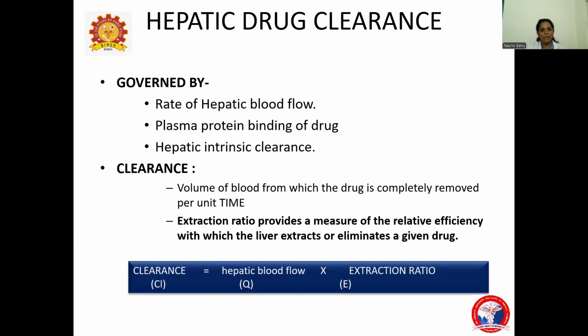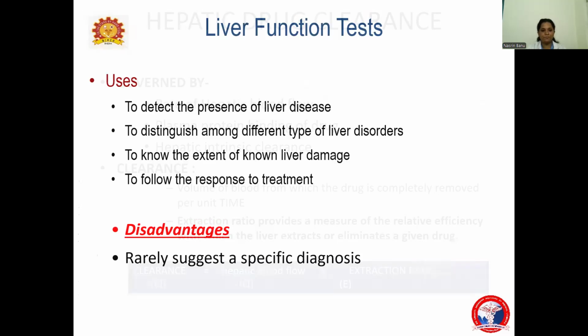Talking about hepatic drug clearance, this is governed by three factors: the rate of hepatic blood flow, plasma protein binding of the drug, and hepatic intrinsic clearance. What do we mean by clearance? It is the volume of blood from which the drug is completely removed per unit time. The extraction ratio provides a measure of the relative efficiency with which the liver extracts or eliminates a given drug. The formula for clearance is hepatic blood flow times extraction ratio.